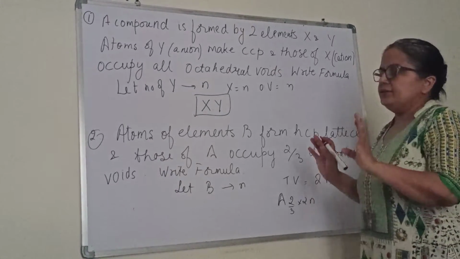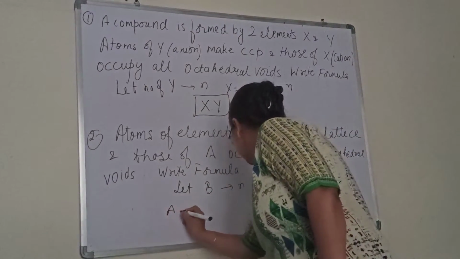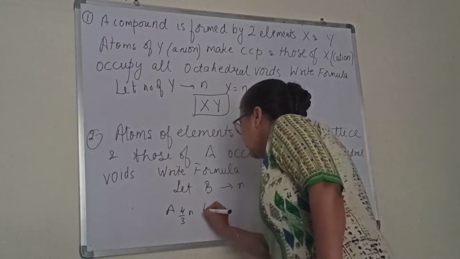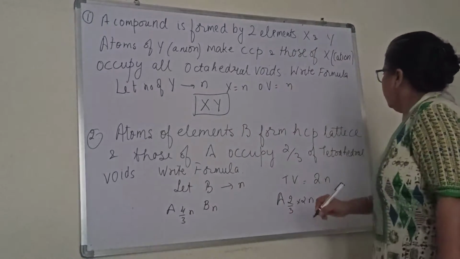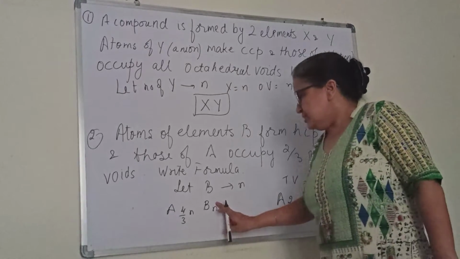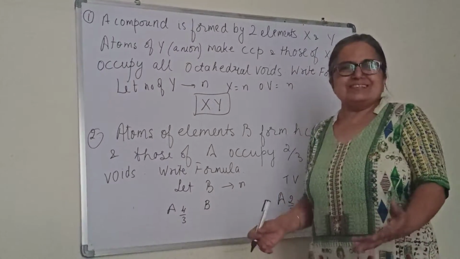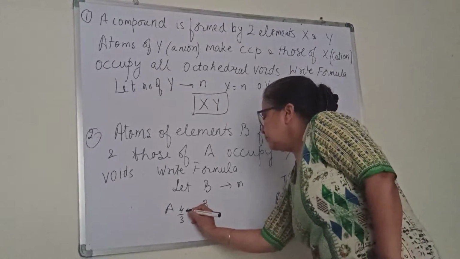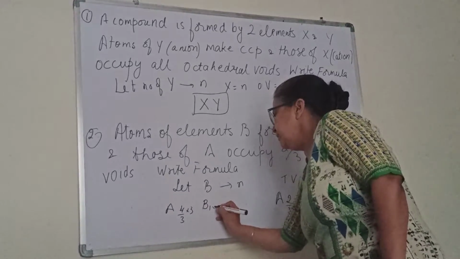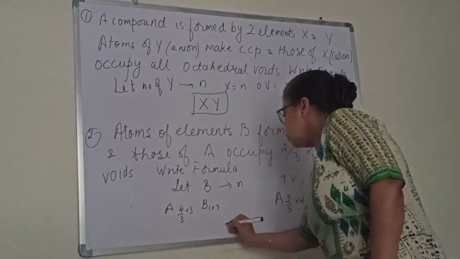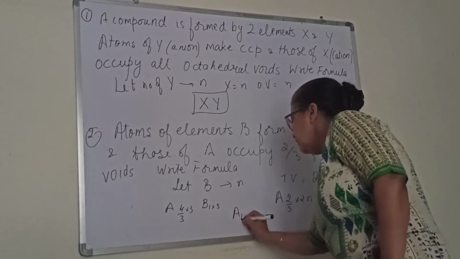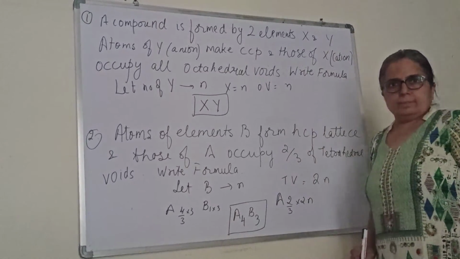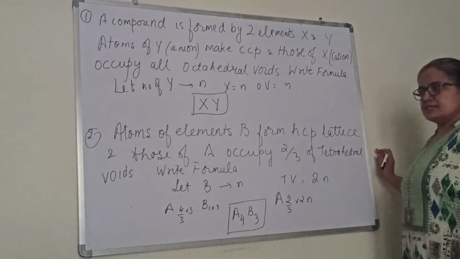Okay, so now let me write the formula. It will be like this. A, I can write this as 4/3 n, and B n. Okay, now this we have written. Now what we will do is this n we will remove it. That is just the number we have taken. To get this a whole number, we will multiply both with 3. This was 1 only, actually 1n. Multiply by 3. So you will get the answer as A4B3. This will be the answer. Is it clear? Please go through. We will discuss some more questions.